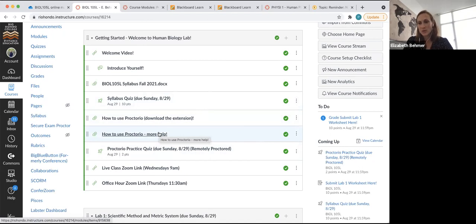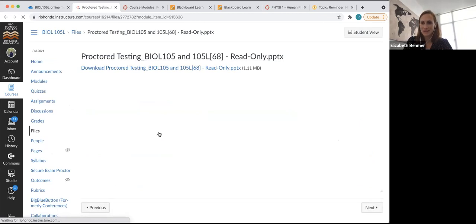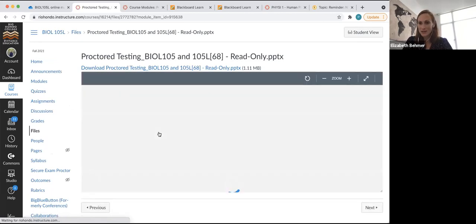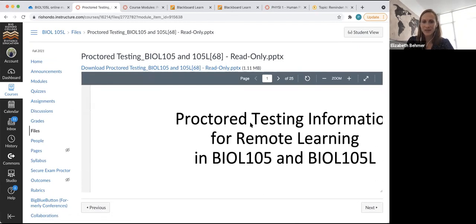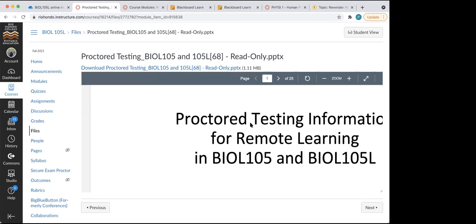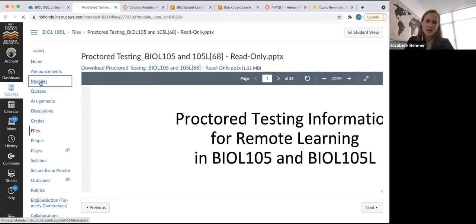So what Proctorio is, Proctorio is kind of an artificial intelligence system that's going to watch you guys take quizzes and exams. It doesn't use that information for anything, and it doesn't use your information. All it does is make sure that your face is always in the screen. It will lock your screen so you can't use a window to look for help for anything.